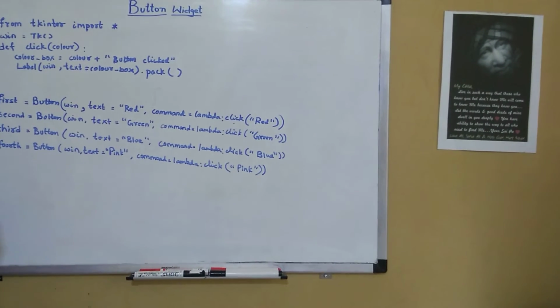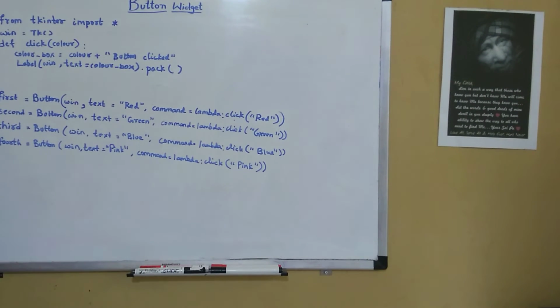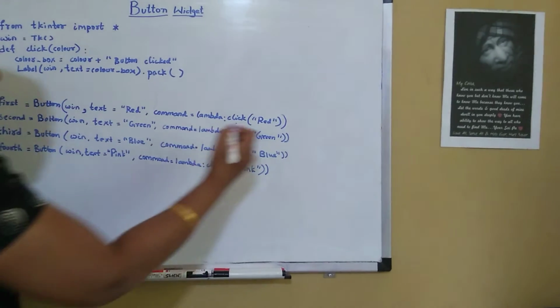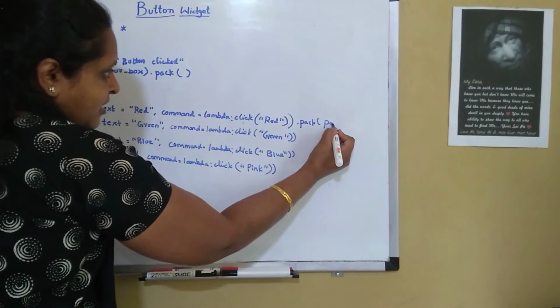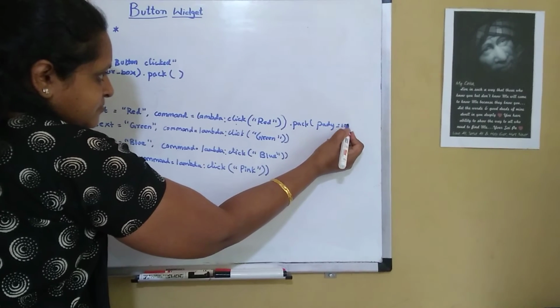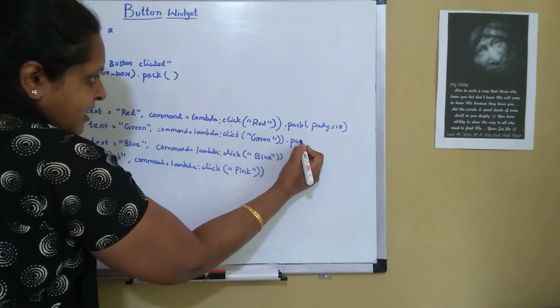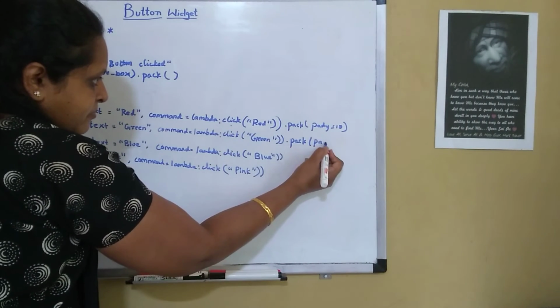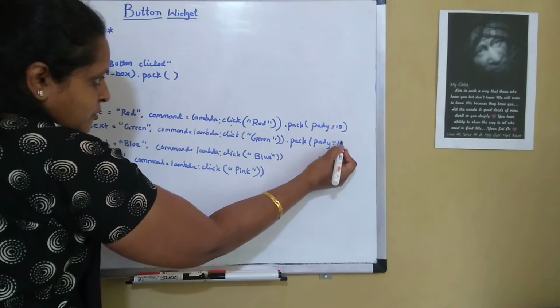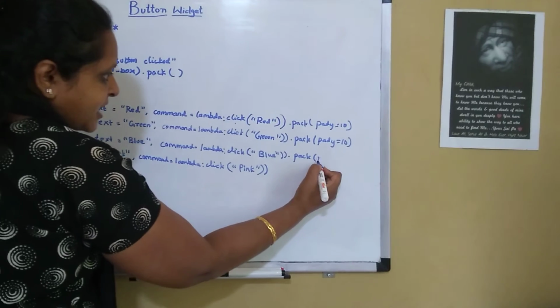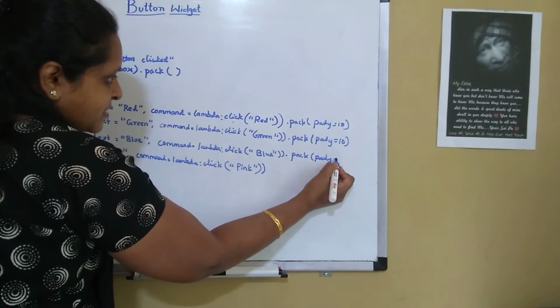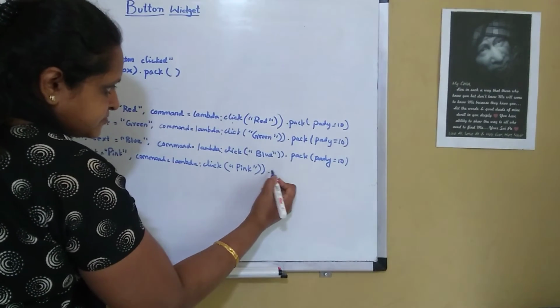So these are the four buttons which I am creating. And where am I placing them? dot pady equal to 10, dot pady equal to 10. So I am using the pack geometry manager, and pady I am giving as 10.